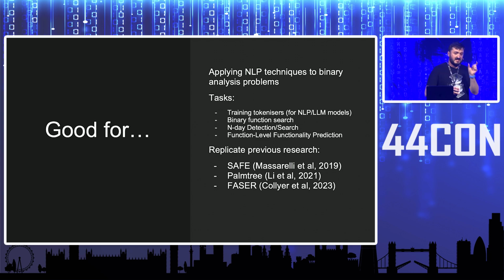So the first representation of single rows is really good for training tokenizers. A tokenizer is what converts input into scalar numbers, which then are used in the pre-processing step before you put the input into a language model. Again, you've got binary function search, etc. But this also allows you to replicate research such as SAFE, PalmTree, and another one of the papers that I did, which was Phaser, which uses ISL function strings instead, and it's on par with a lot of stuff, aka not great. So for those who want to use IL, really cool idea, pretty rubbish.